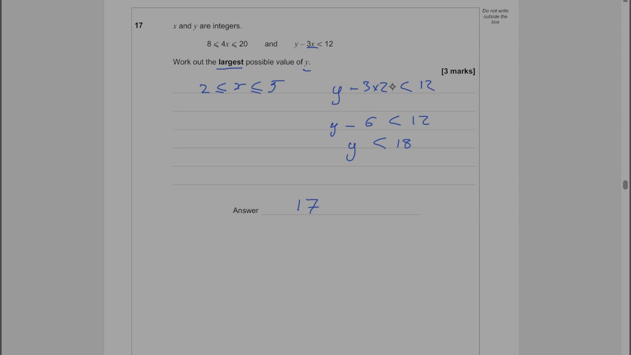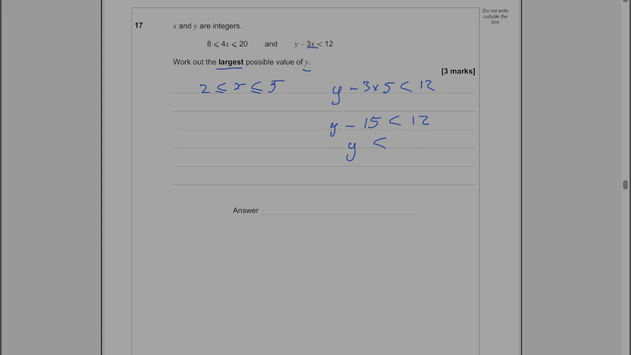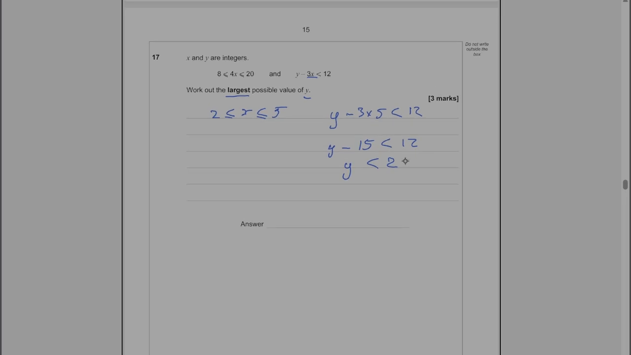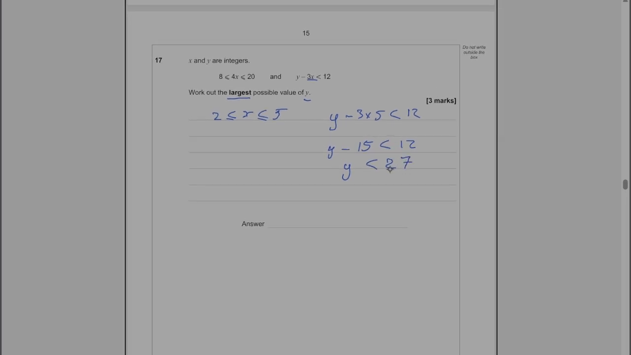No, I've messed up here. I shouldn't have taken the smallest value. I should have taken the largest value. Because if we think about it, this kind of threw me into a trap. So that would have been 5, that would have been 15, and then if we add 15 to both sides, that would give us 27. So that's got to be 26. Always a good idea to go back and double check. So 26.